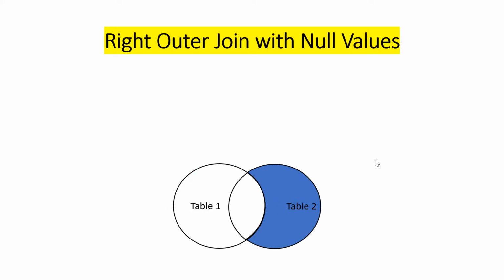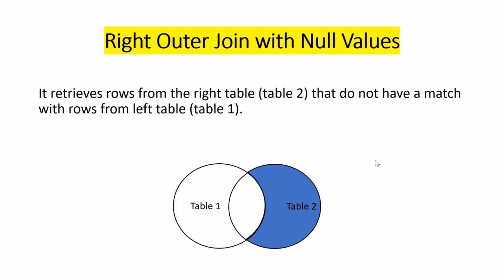Now we have the right outer join with null values. It retrieves rows from the right table, which is table 2, that do not have a match with rows from the left table, which is table 1. For example, for the normal right outer join, we display all values from table 2, which is the right table, and the corresponding values in table 1. So if there is no match, we will have null values.